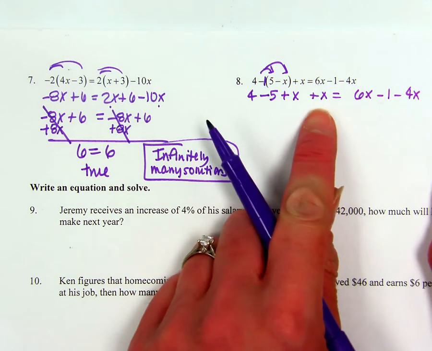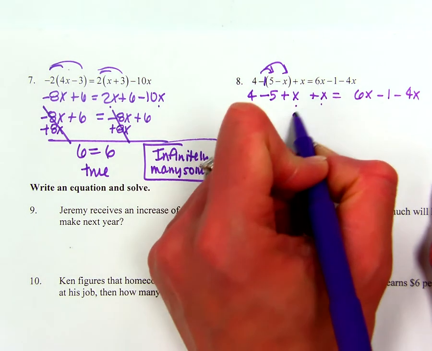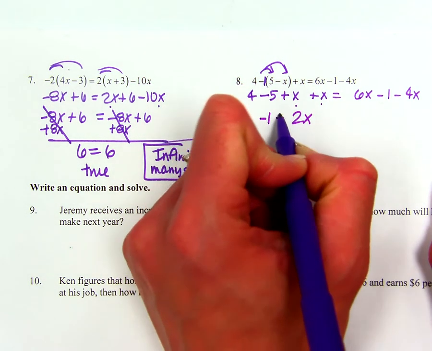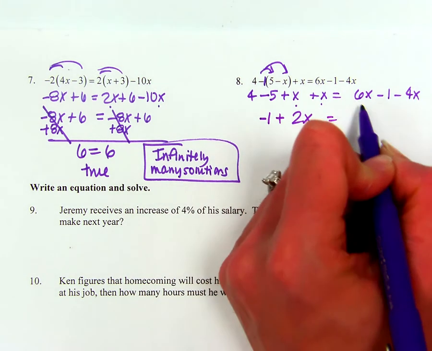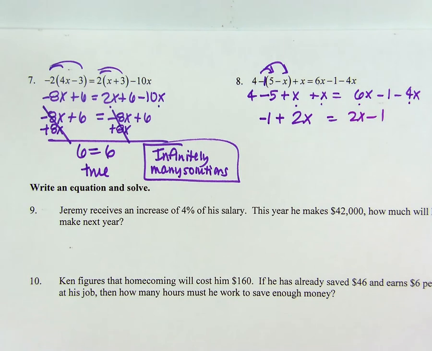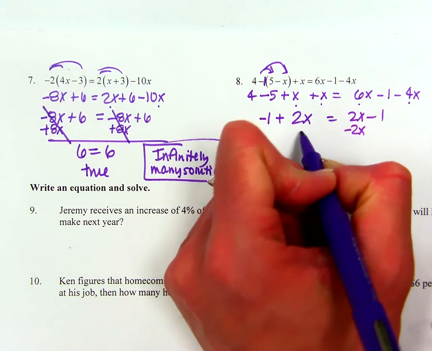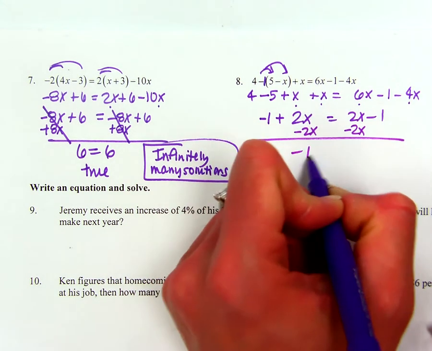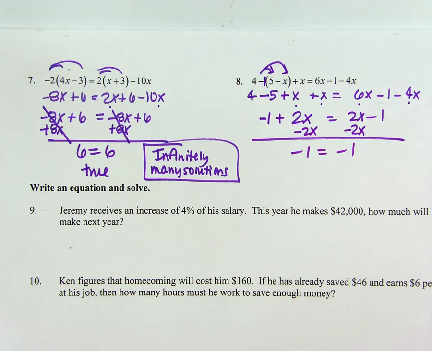All right, now I've got some like terms. So I've got 2 x's, a negative 1. Over here, I have 6 minus 4, which is 2x minus 1. Now I want to move my 2x to the other side, so I'll subtract it. And I get negative 1 equals negative 1.